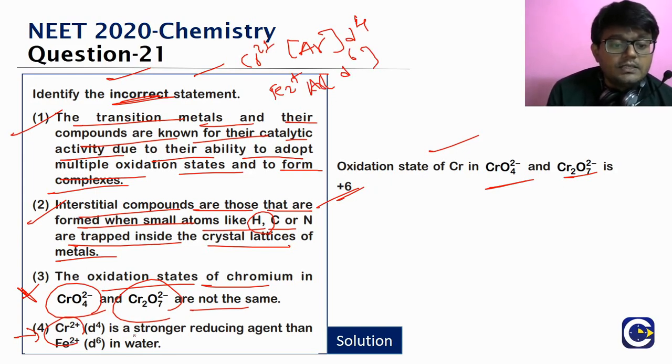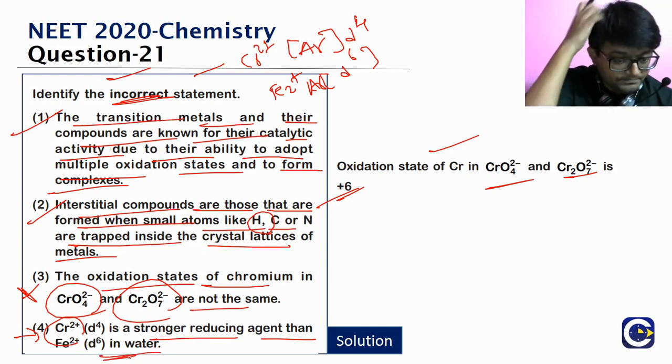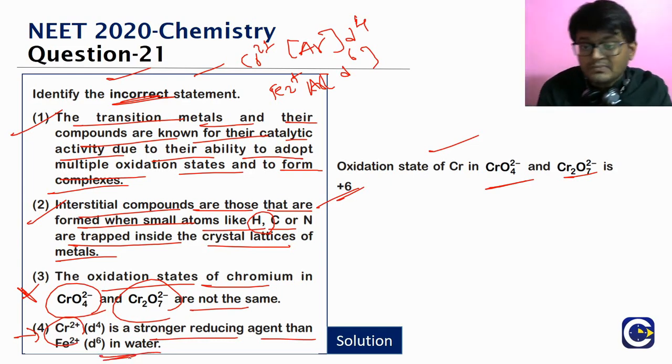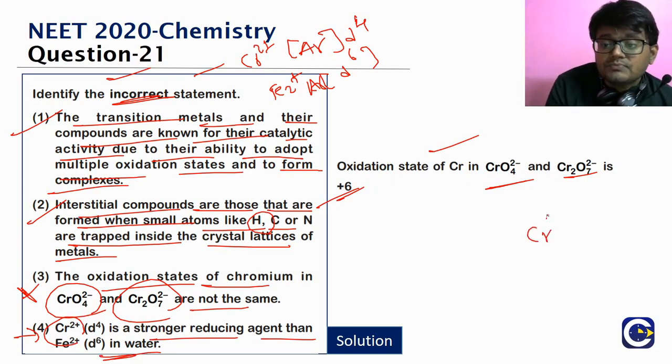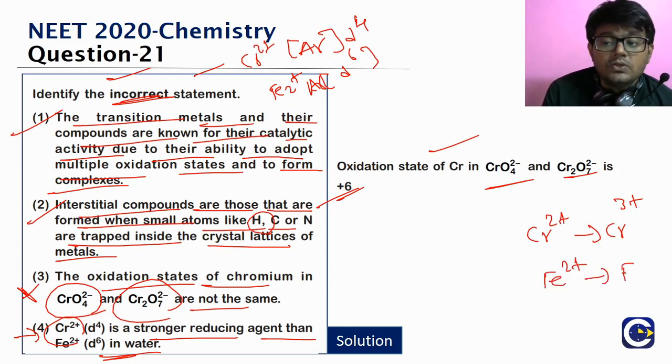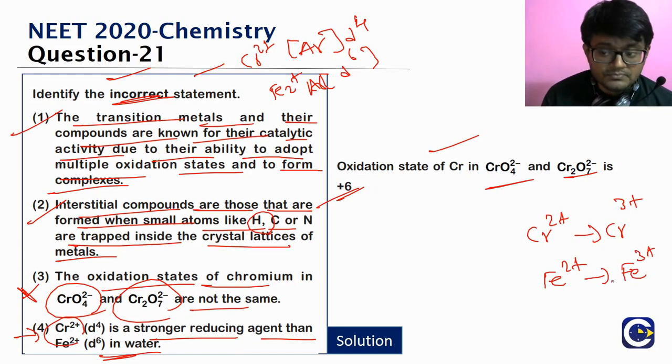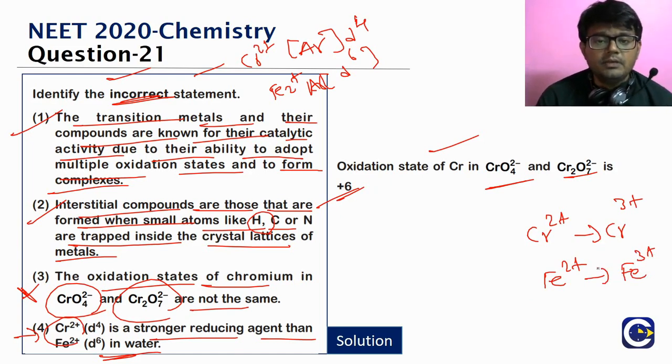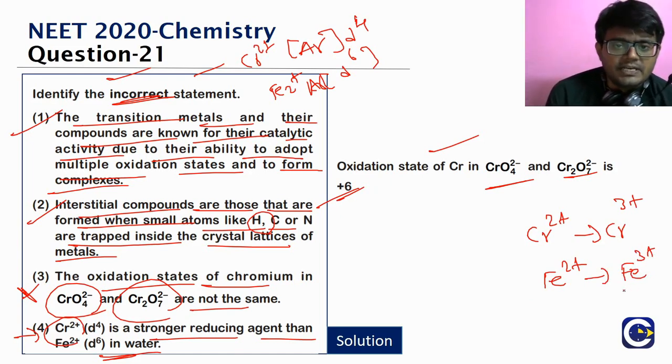But look at it. Cr2 plus is a stronger reducing agent than Fe2 plus. Stronger reducing agent means what? It basically means that Cr2 plus can more easily undergo oxidation to form Cr3 plus than Fe2 plus undergoing oxidation to form Fe3 plus. See, the usual understanding that people have is, if you look at Fe3 plus structure, Fe2 plus is D6, means Fe3 plus will become D5.